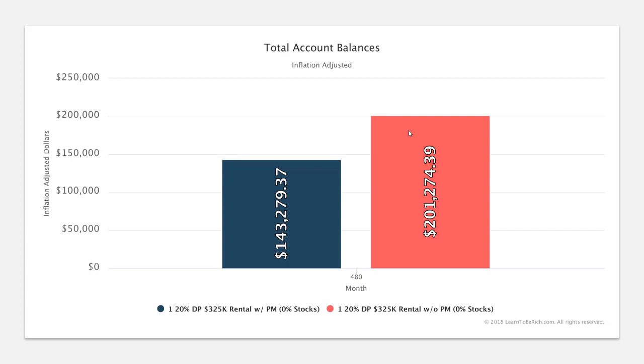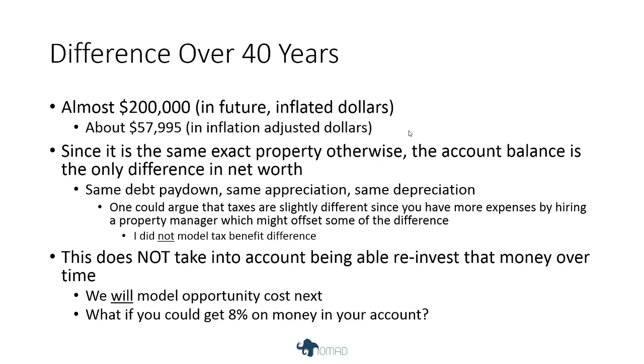Is it worth it to have someone manage your property for 40 years for $57,000? And I think for a lot of folks it is. Brian's smiling and shaking his head. Okay. So the difference over 40 years is almost $200,000 in future inflated dollars. It's about $57,995 in inflation-adjusted dollars.